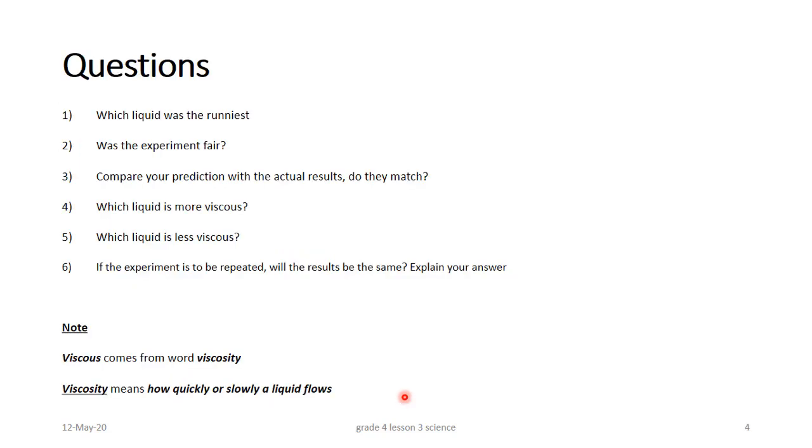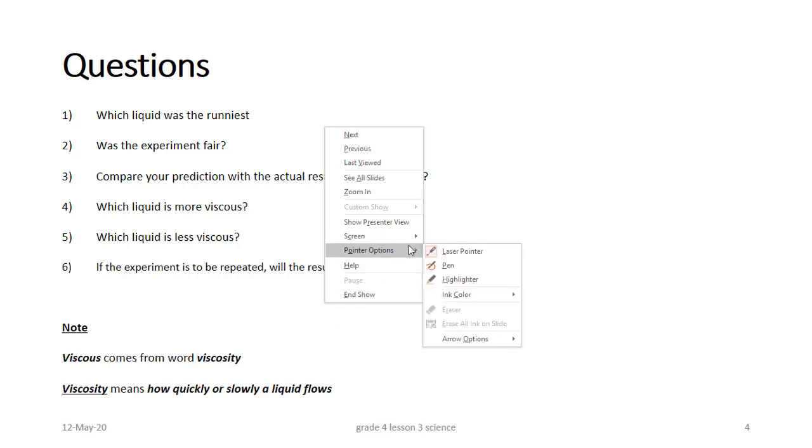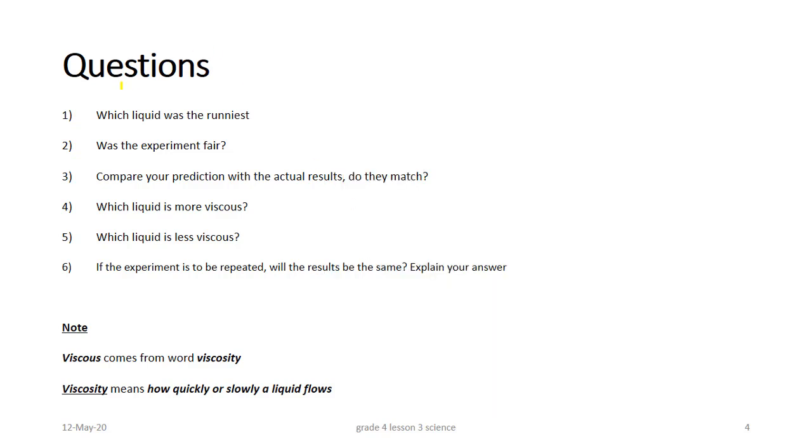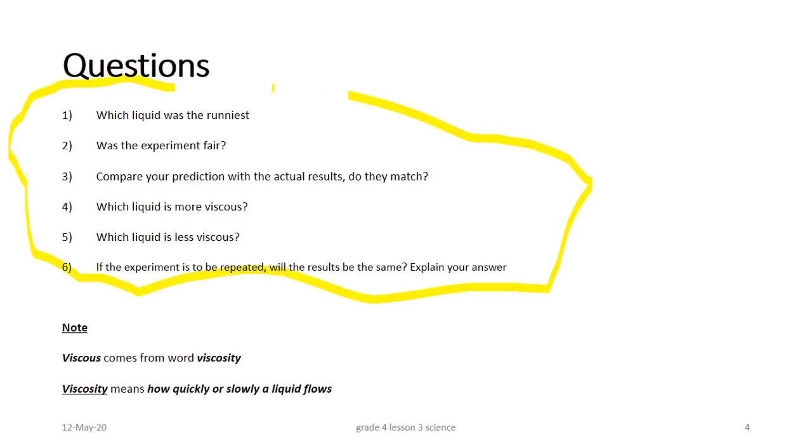After recording the time, you will need to answer these questions. How many questions? 6 questions. All these must be answered. Which liquid was the runniest? Was the experiment fair? For you to know that the experiment was fair, make sure you use the same amount of liquid. That's why I said you have to use a spoon. Use the same spoon to measure the volume of water, and the same spoon to measure the volume of cooking oil you need to use.